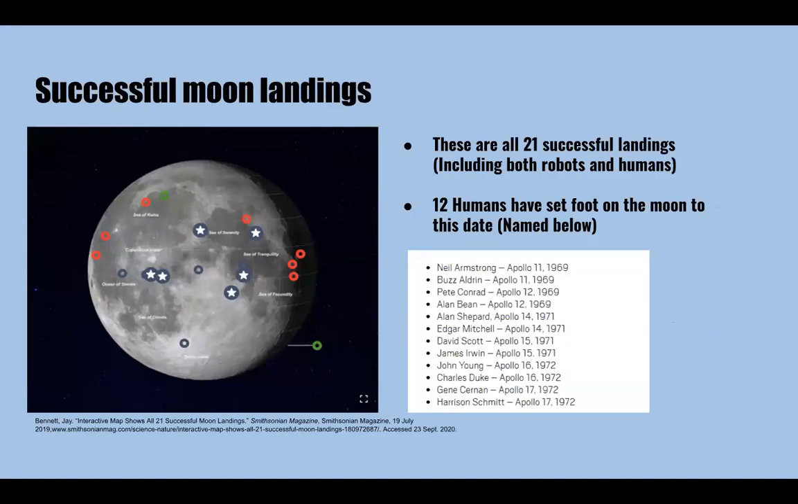So next, successful moon landings. In total there are 21 successful landings, including both robots and humans, and 12 humans have set foot on the moon: Neil Armstrong, Buzz Aldrin, Pete Conrad, Alan Bean, Alan Shepard, Edgar Mitchell, David Scott, James Irwin, John Young, Charles Duke, Gene Cernan, and Harrison Schmitt. Nice. Most people have only ever heard of the first two.